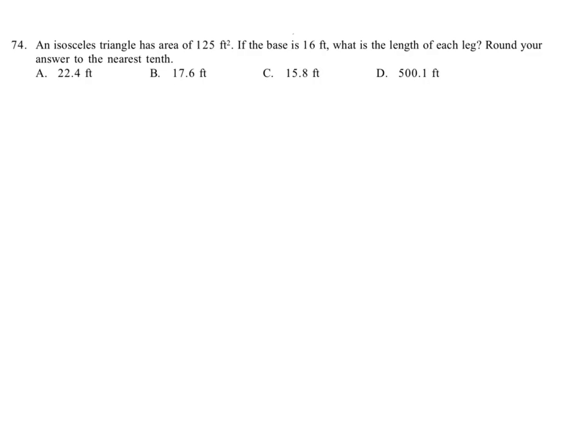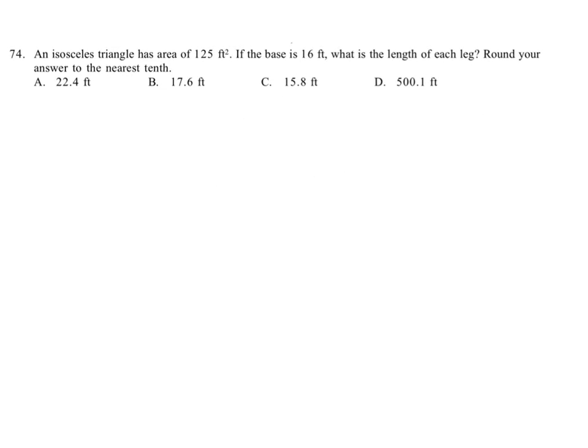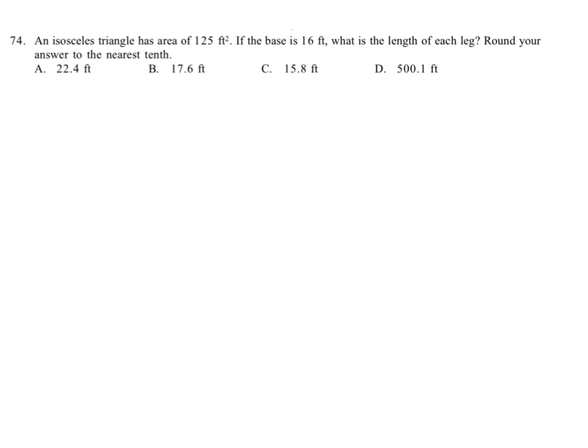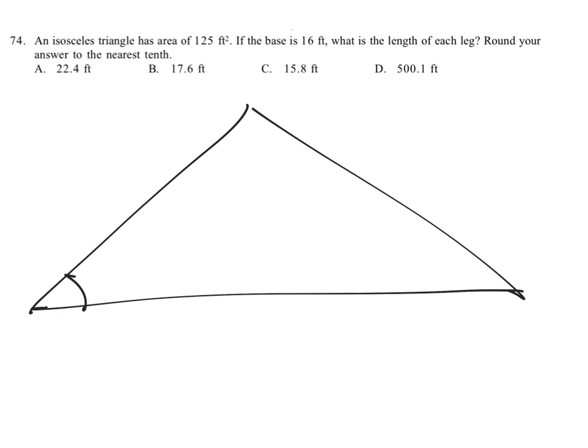An isosceles triangle has an area of 125 square feet. So let's sketch it. We know that this angle and this angle are congruent, and therefore this side and this side are also congruent. If the base is 16 feet, what's the length of each leg?